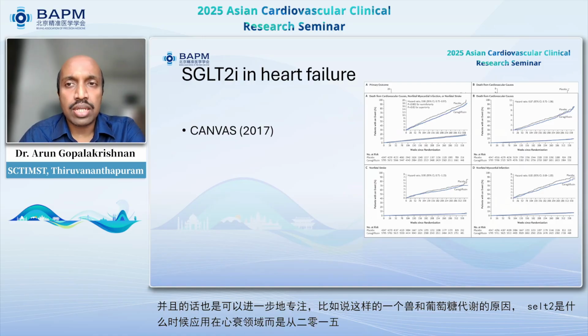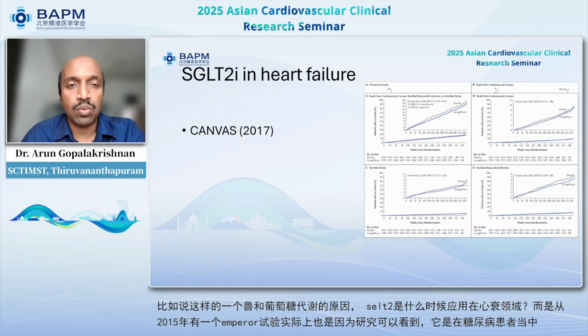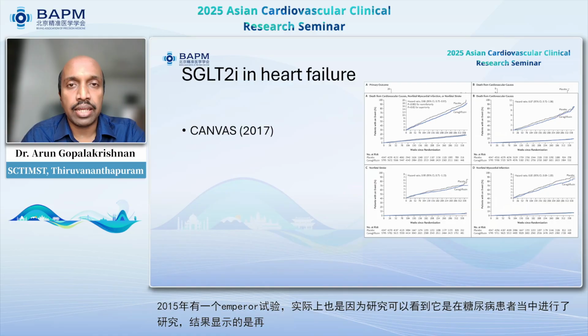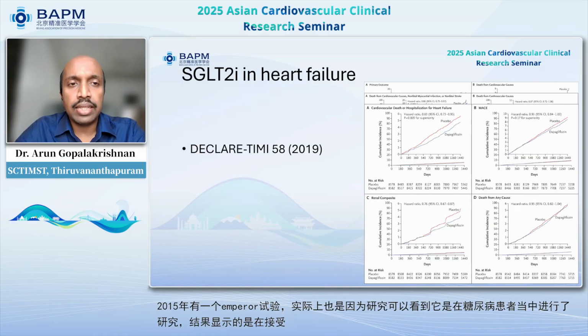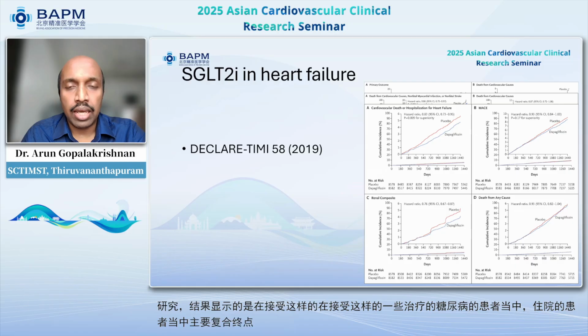Although it reduced the composite outcome, there was an increased incidence of amputation. So concern was raised regarding the entire class of drugs. Then came the DECLARE-TIMI 58 trial in 2019, which improved the composite outcome, but not the MACE rate. And again, the impact of dapagliflozin was not clear.